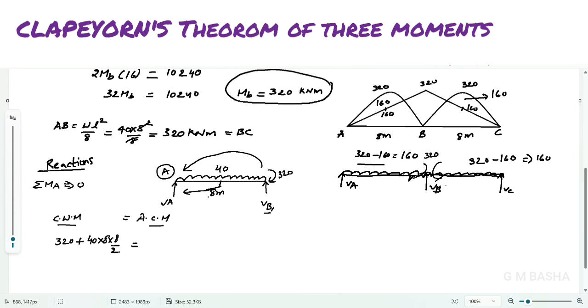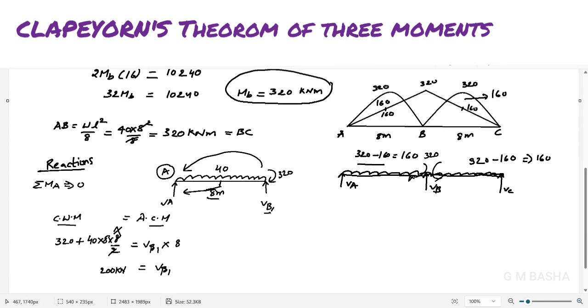VB1 into this distance 8, force into distance, which is acting anti-clockwise towards A. VB1 into 8. So if you simplify this one by using your calculators, what you will get? VB1 will be equal to 200 kilonewton.